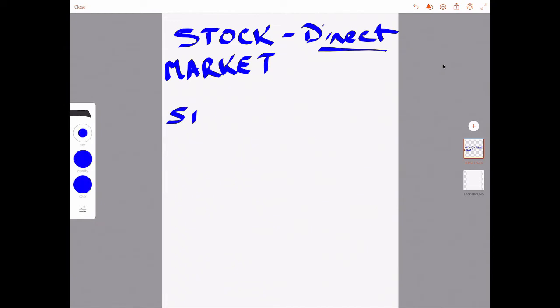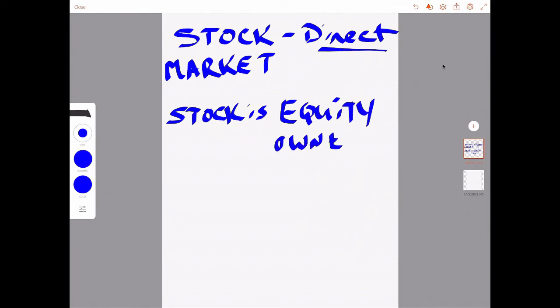Stock is what we call equity ownership. And what this means is that when you buy stock, you are buying ownership in a company. So if you buy Microsoft stock or Facebook or Starbucks or Ford Motor Company, you are becoming an owner in that company. And by becoming an owner, you have certain rights and responsibilities.